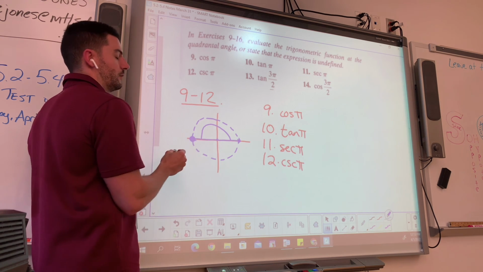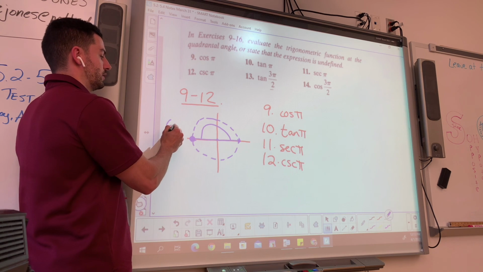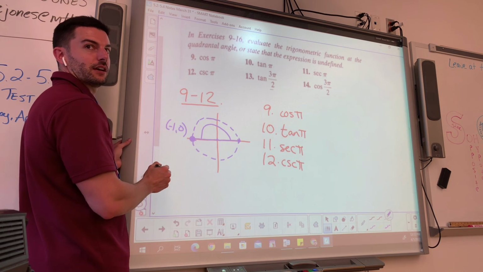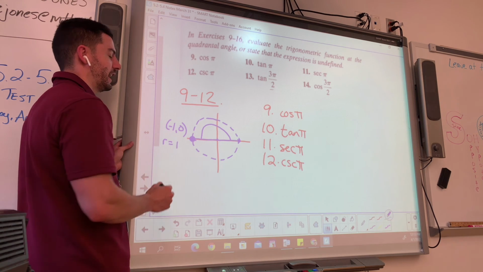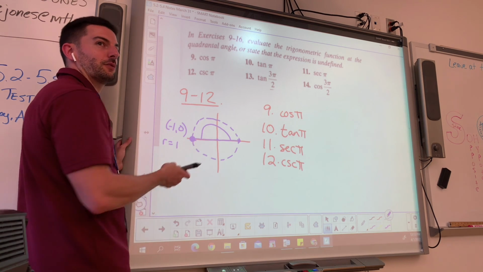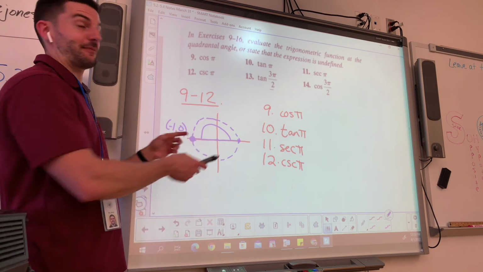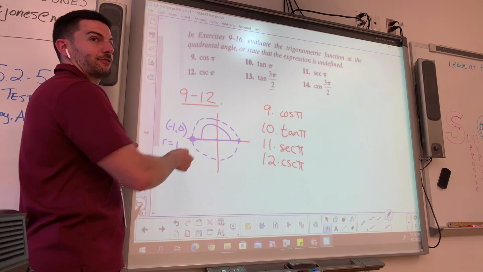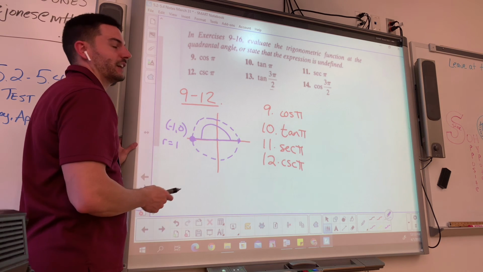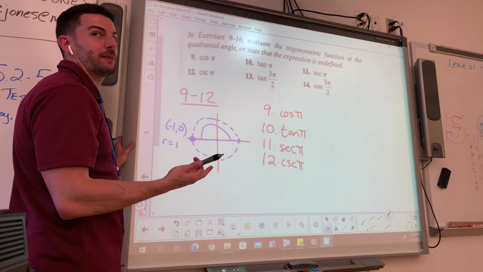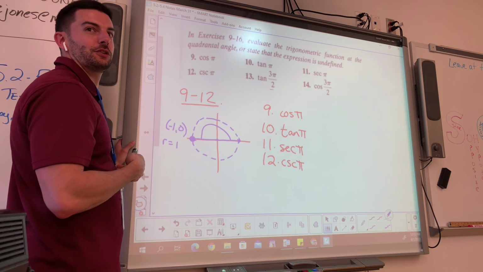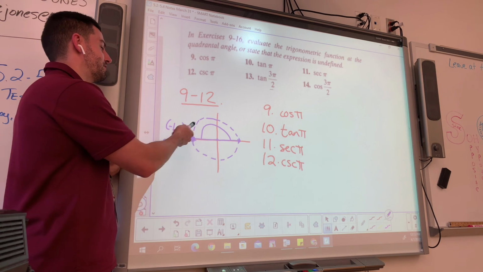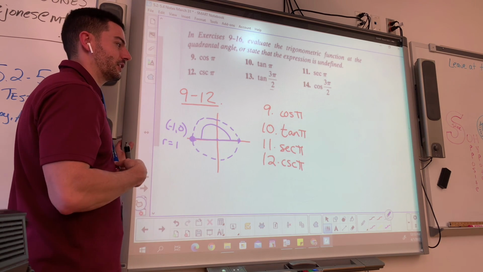And then my coordinates of my point, does this look familiar? Maybe, I hope, because the example we just did is coterminal with this, meaning it ended up in the same place. The last one was 1.5 rotations. This one's just a half rotation. So technically, for 9 through 12, the answers are going to be the same as example 2, what we just did, because it ends up with the same coordinates, same radius. They're all going to be the same.